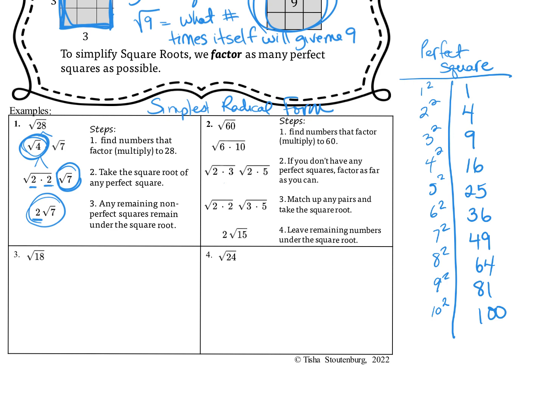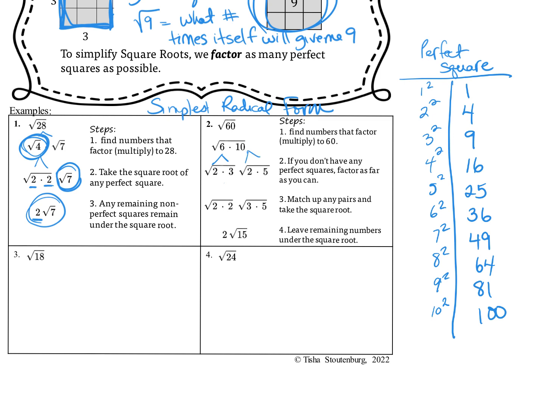Okay, so looking at my perfect squares list, I can't think of any that divide evenly. So I can just choose 2 numbers that multiply to 6 and 10 and work my way down. So I know obviously that 6 times 10 equals 60. So from there, I'm going to factor 6 into 2 and 3 and 10 into 2 and 5.